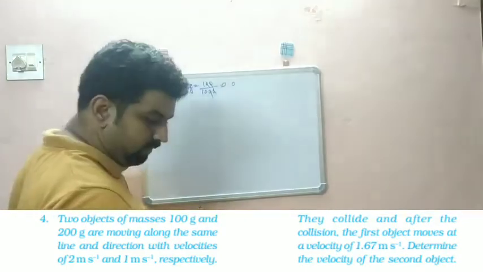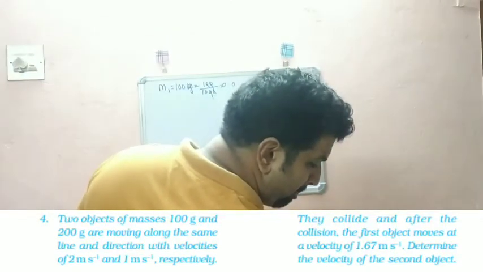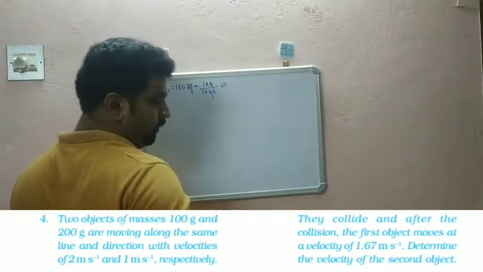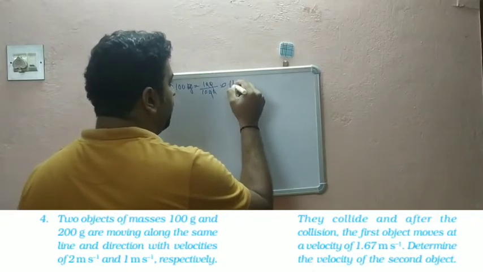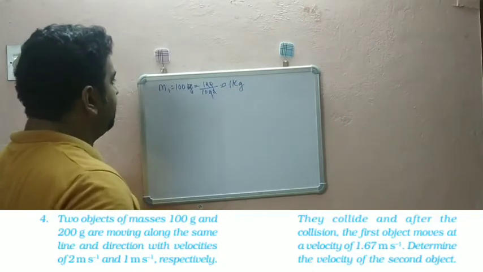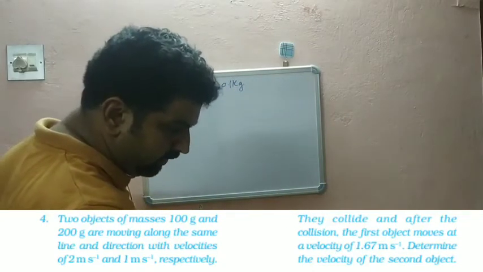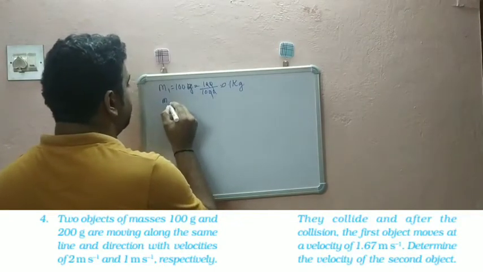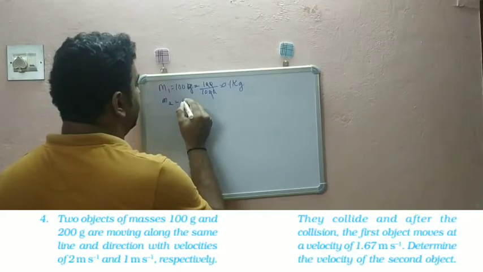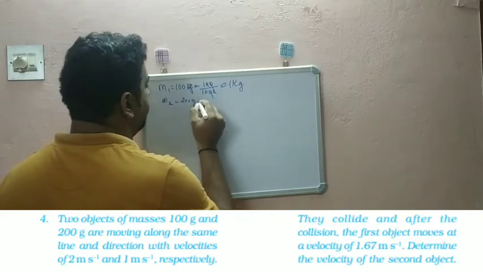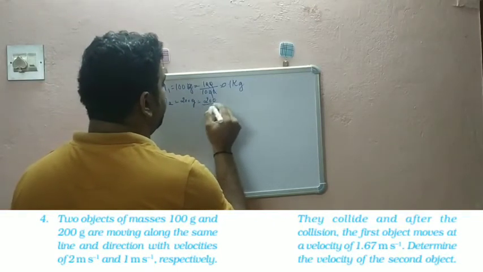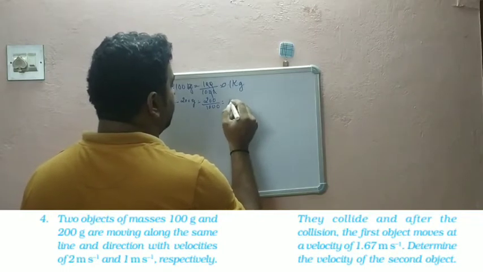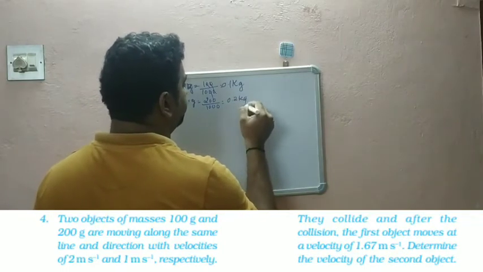0.1 kg will be the first value. Okay, next one, M2 is given. M2 is how much they said? The second object is of 200 grams. So 200 grams is M2. Again, 200 divided by 1000, so we get the answer 0.2 kg.